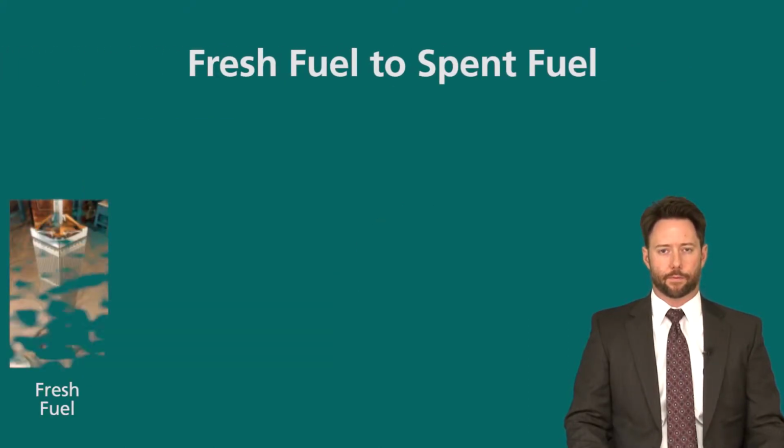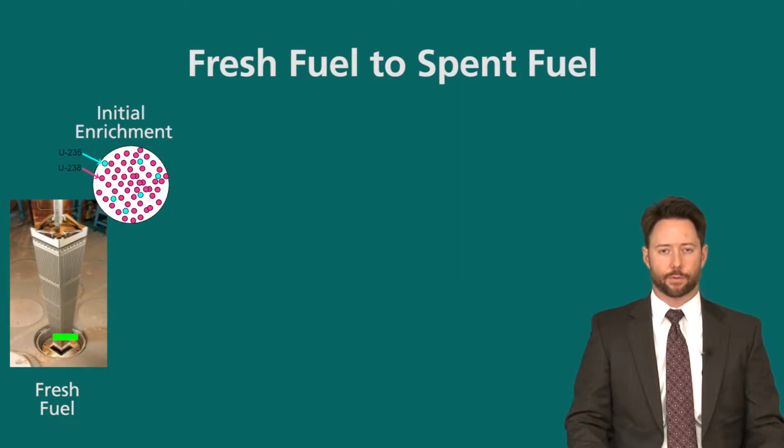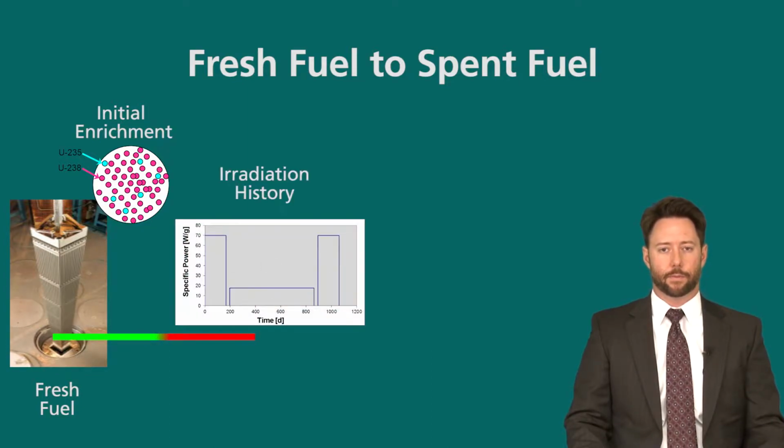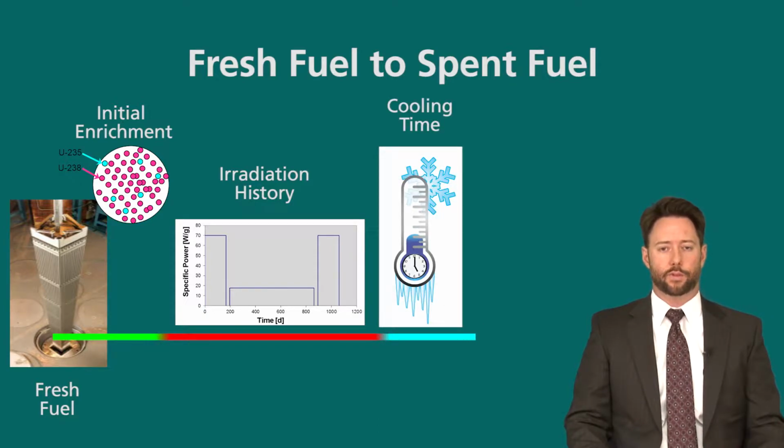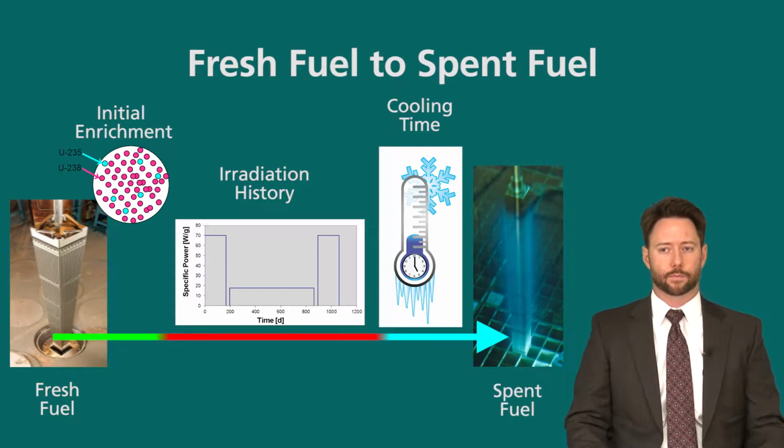So we begin with a fresh fuel assembly, and that fresh fuel assembly has some initial enrichment of U-235 if it's uranium fuel. So there's U-235 and U-238 in the fuel. And then it goes through some irradiation history while it's irradiated in the reactor. And then it is taken out of the reactor and has some subsequent cooling time associated with it. And then we get to the spent fuel.